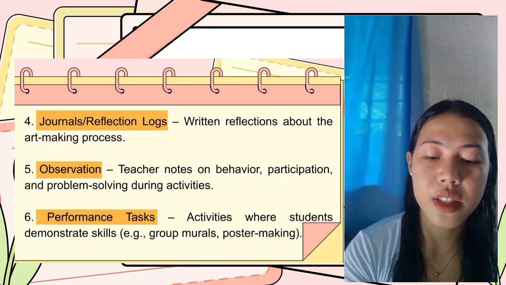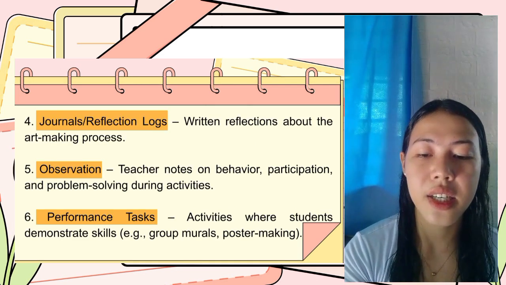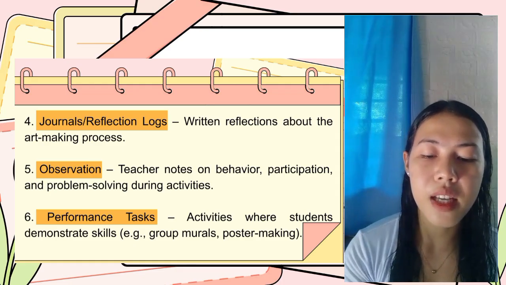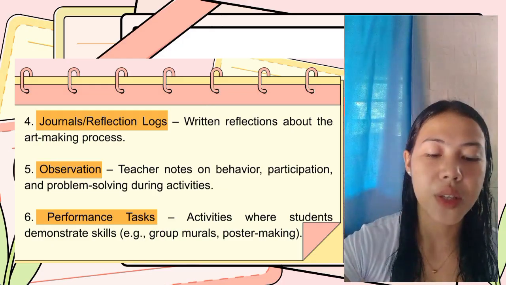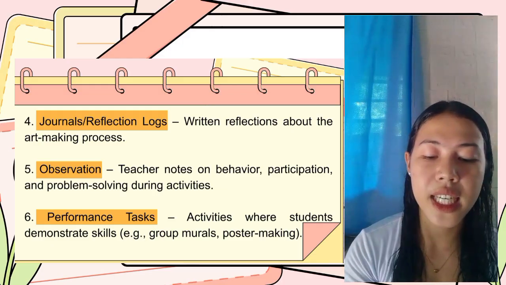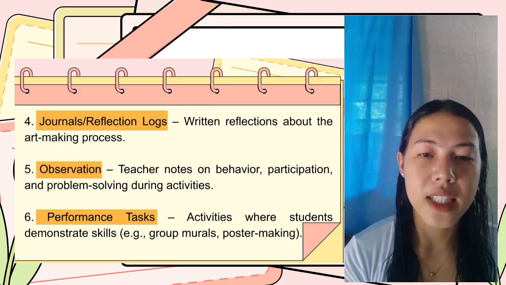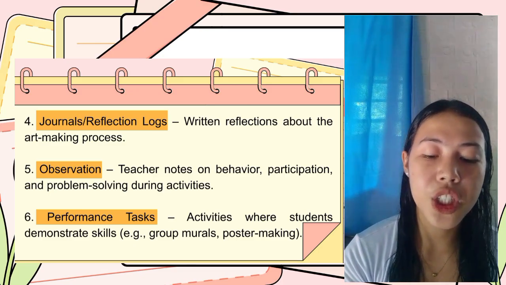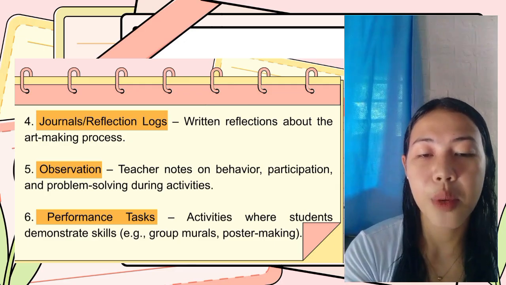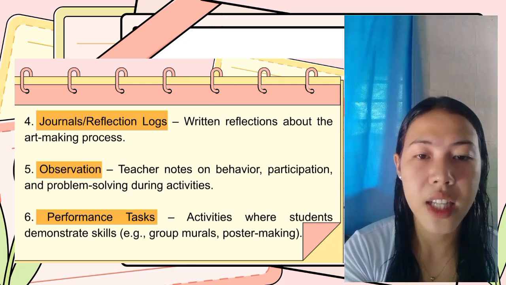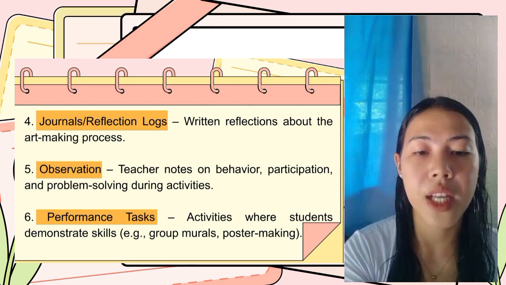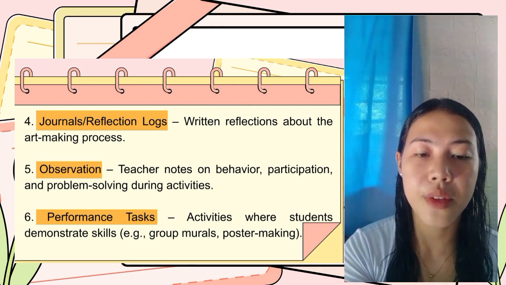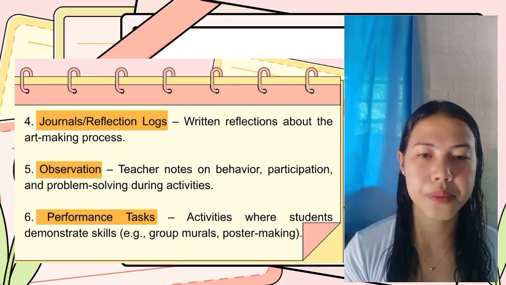So next is journal or reflection logs. Written reflection about the art making process. So these are written entries where students reflect on their art making process. They can write about what inspired them, what challenges they faced, and what they learned. Journals help students think deeply about their creative process and give teachers insight into their artistic thinking.